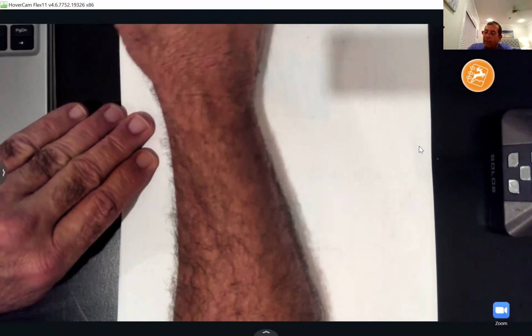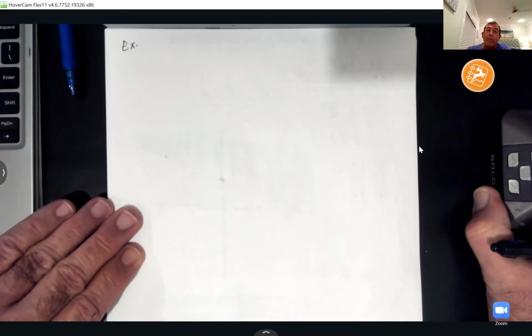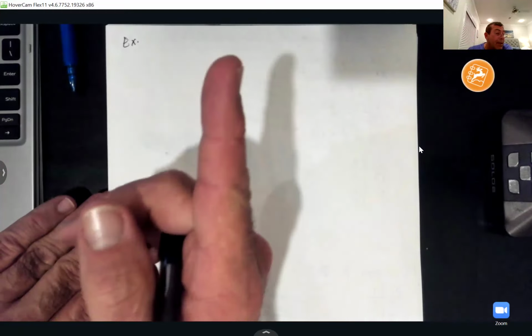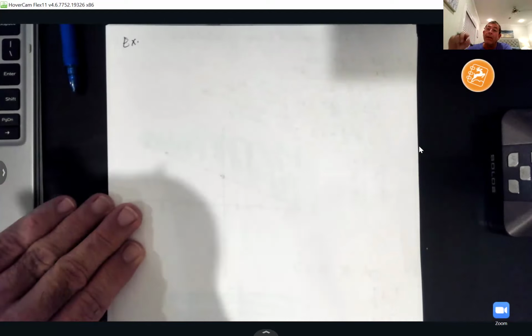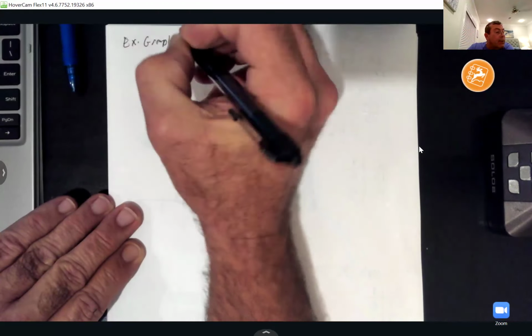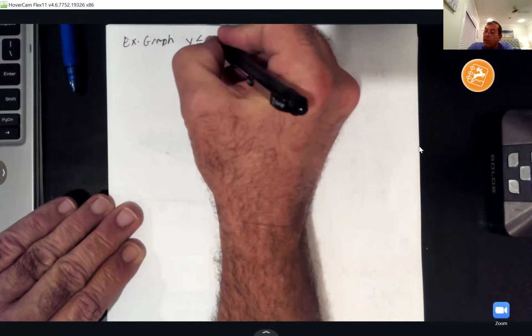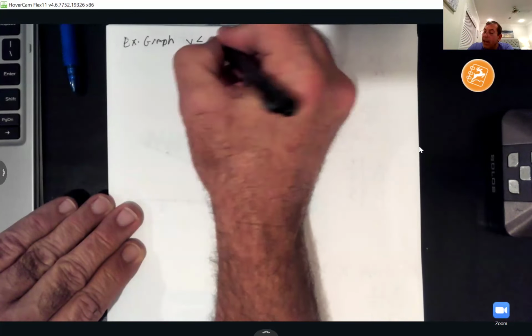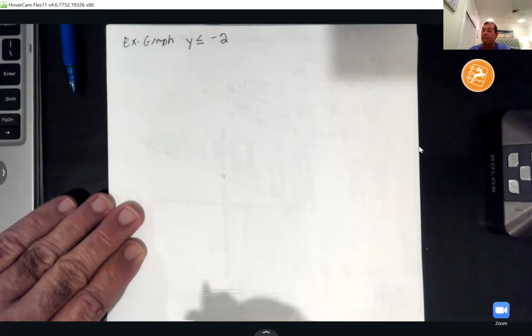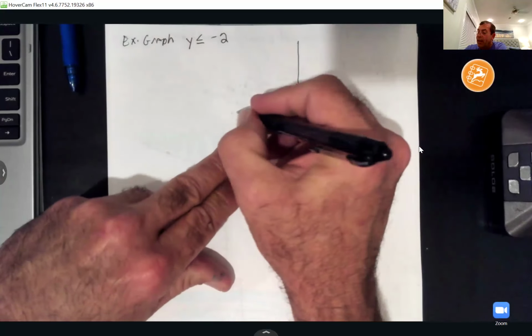Oh, I'll do the Y one for you. Now the Y one is the only one you can do on the calculator because remember, it's already Y1, Y2, Y3. So since it's solved for Y, you can do this one on the calculator. So let's see. I got Y less than or equal to -2. So this one I'll go out 5 because -2 is not too bad.